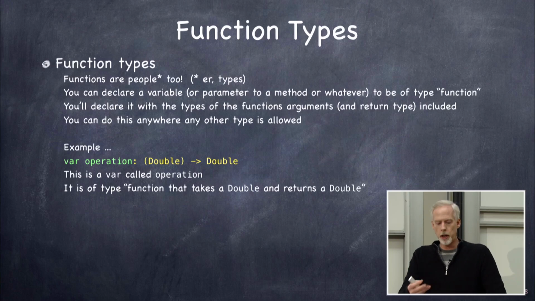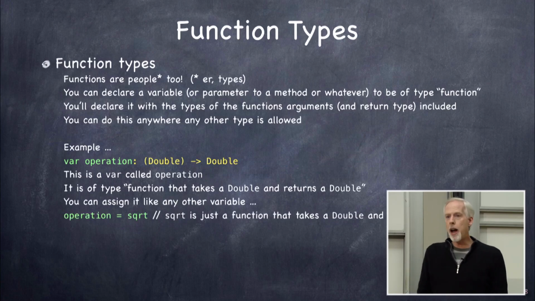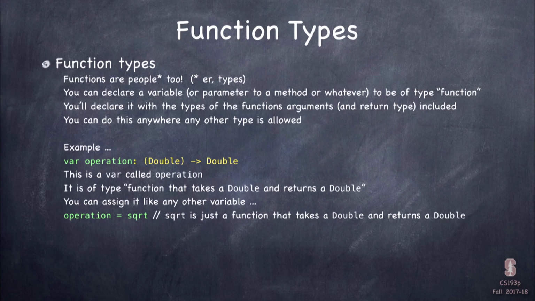You declare a var that is a function. You can do it for variables, parameters passed into functions, everything. You can always do this. So you can assign this var exactly like you would think. I'm going to assign operation equal to square root. Square root is a function that takes a Double and returns a Double. So it's perfectly legal for me to say operation equals square root.